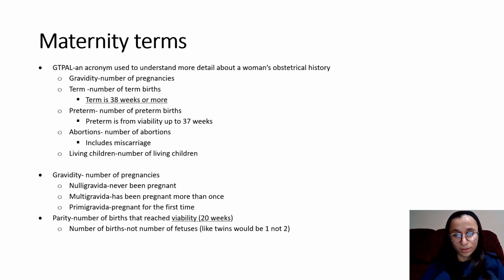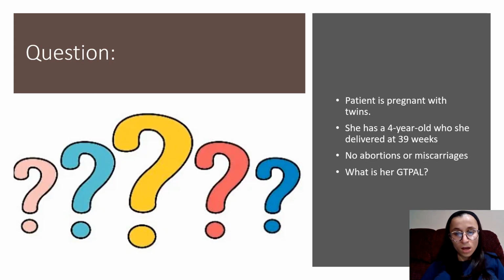So let's go over an example. The patient is pregnant with twins. She has a 4-year-old who she delivered at 38 weeks, 39 weeks. No abortions or miscarriages. What is her GTPAL? I'll give you a minute to think of it.